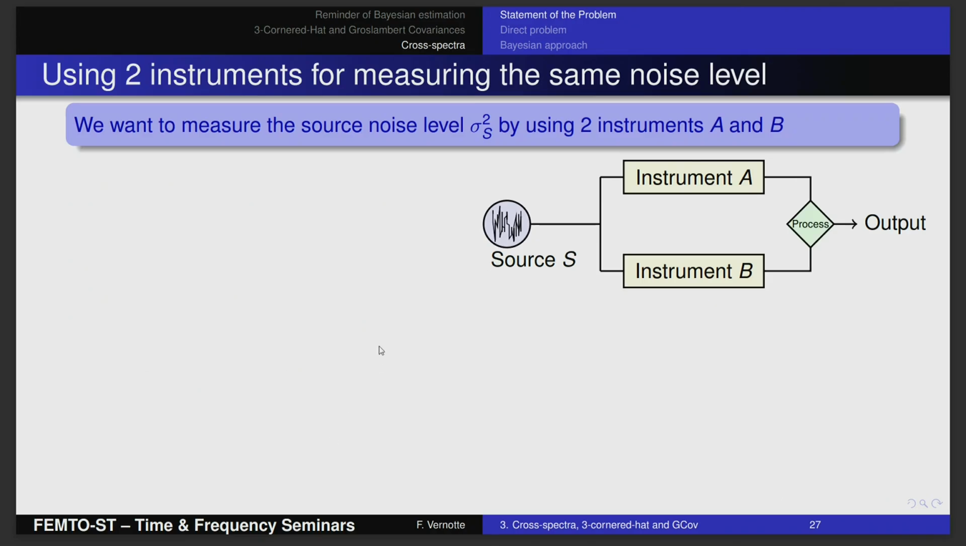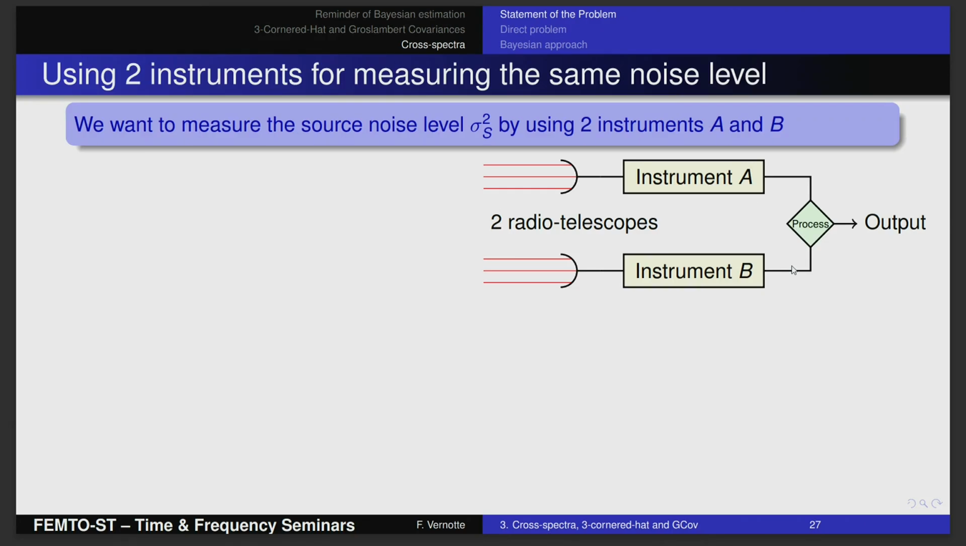The problem is that you have a source, I will call it S, and you have two instruments, A and B, and you can process the result of the measurement and give an output. So what is the source first? The source may be two radio telescopes, because with Antoine we were also interested in observing millisecond pulsars, for instance. So you can imagine that you observe the same pulsar with two radio telescopes.